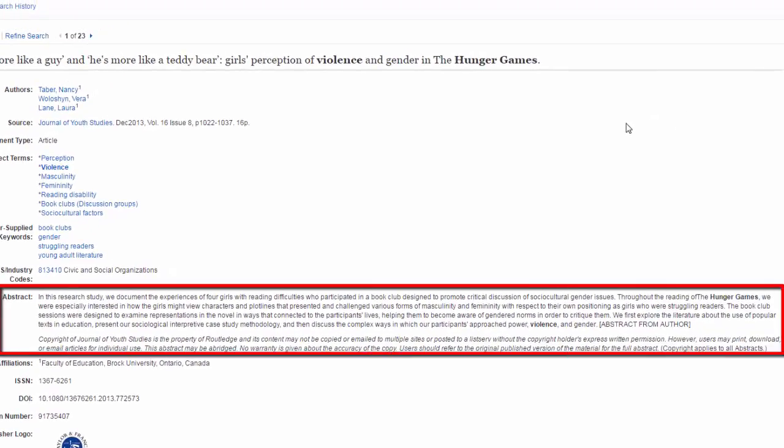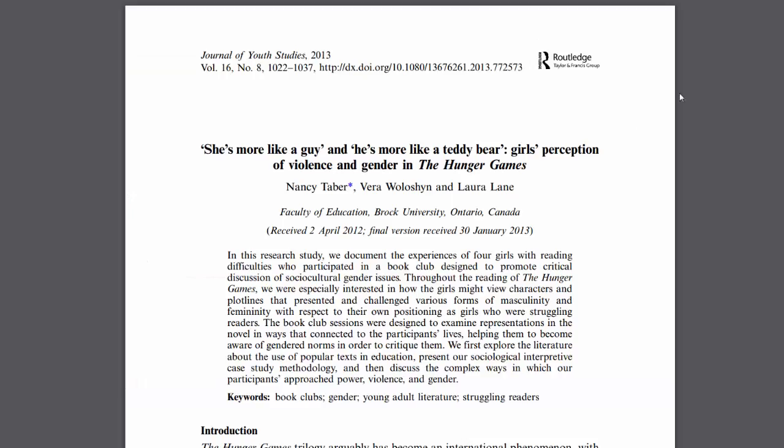We can use the abstract to learn why the article was written and the author's overall argument and findings. This article was written to inform and seems to be relevant to our research on the role of violence in the Hunger Games, because it will help us understand how adolescent girls view this topic. Taking a quick look at the full text of the article will help us further evaluate our source.